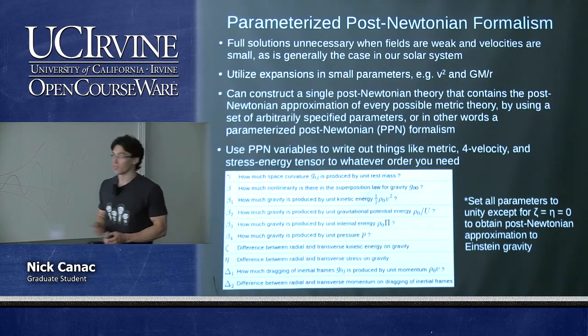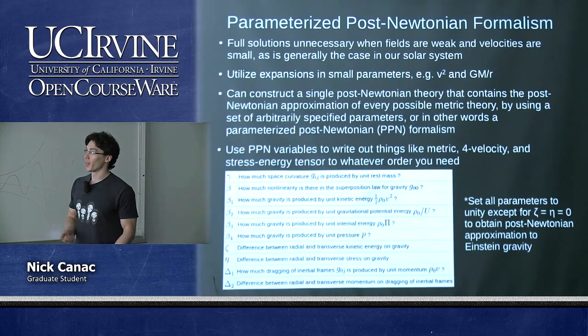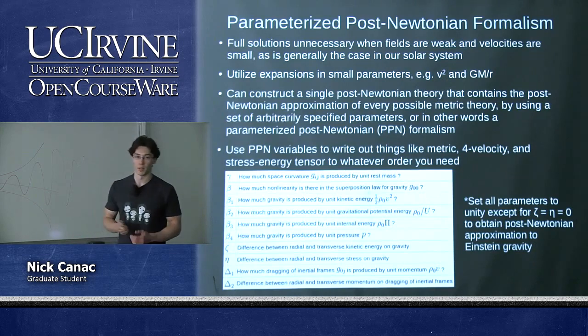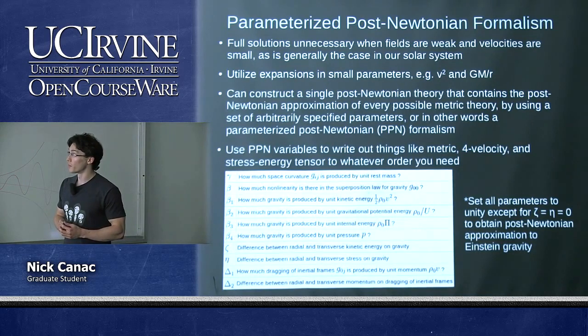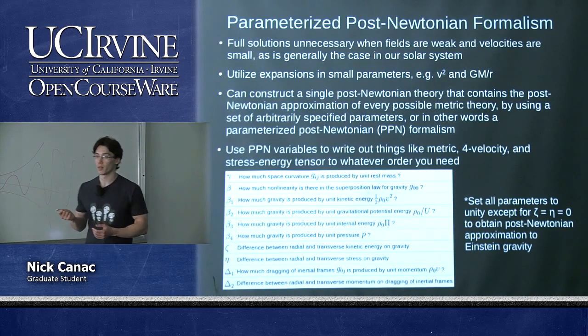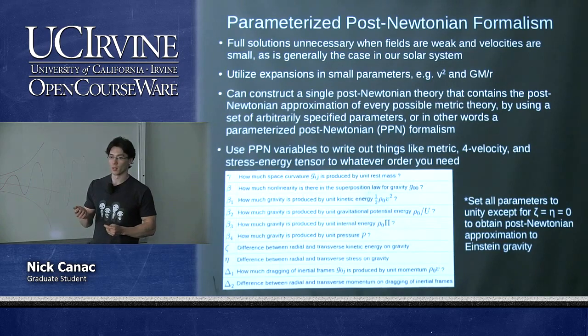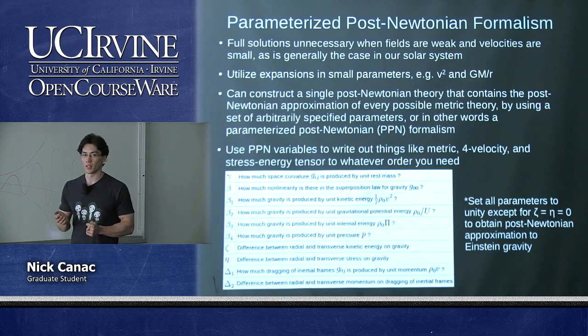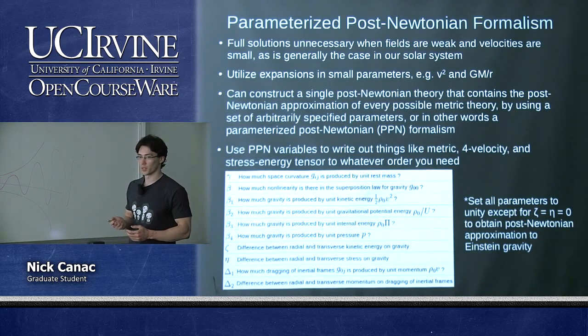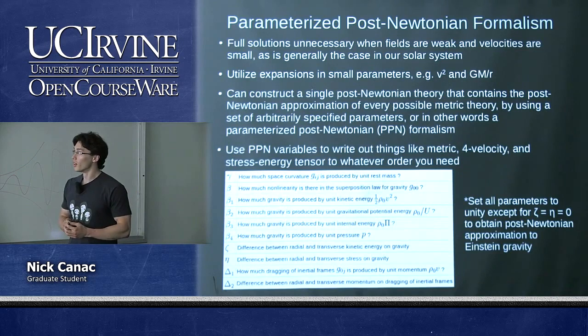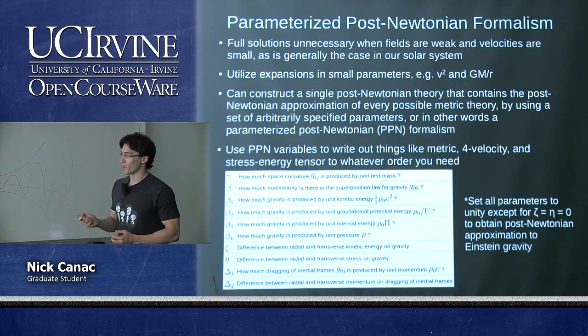And they're completely unnecessary within the solar system. So what we do is we expand things in terms of small parameters, namely v squared and the potential GM over r. And then we can construct a single post-Newtonian theory that is very general. It can approximate any potential metric theory of gravity that you have by sticking in an arbitrary set of parameters. So one example of these parameters is just this one.